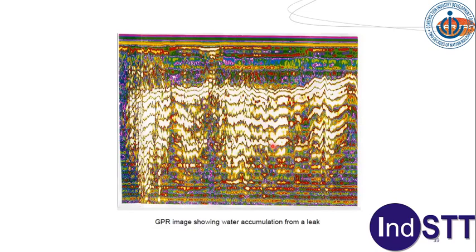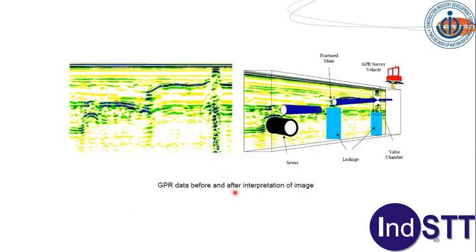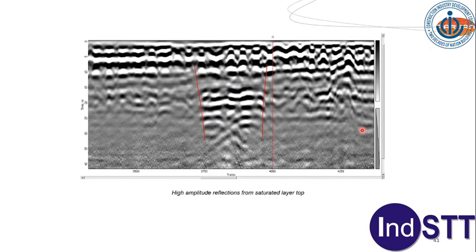This is again a GPR image showing water accumulation from the leak. So this is water accumulation which has taken place because of the leak. Another example, GPR data before and after interpretation of the image was this. So this was basically one pipe, and this is a truncated pipe here. This is a fractured main, and this is a leakage zone, and this is again a leakage zone. These two are the leakage zones from this fractured main. So this is the data which you receive. Of course, you have to interpret this data like this, and then you know the leakage zones.